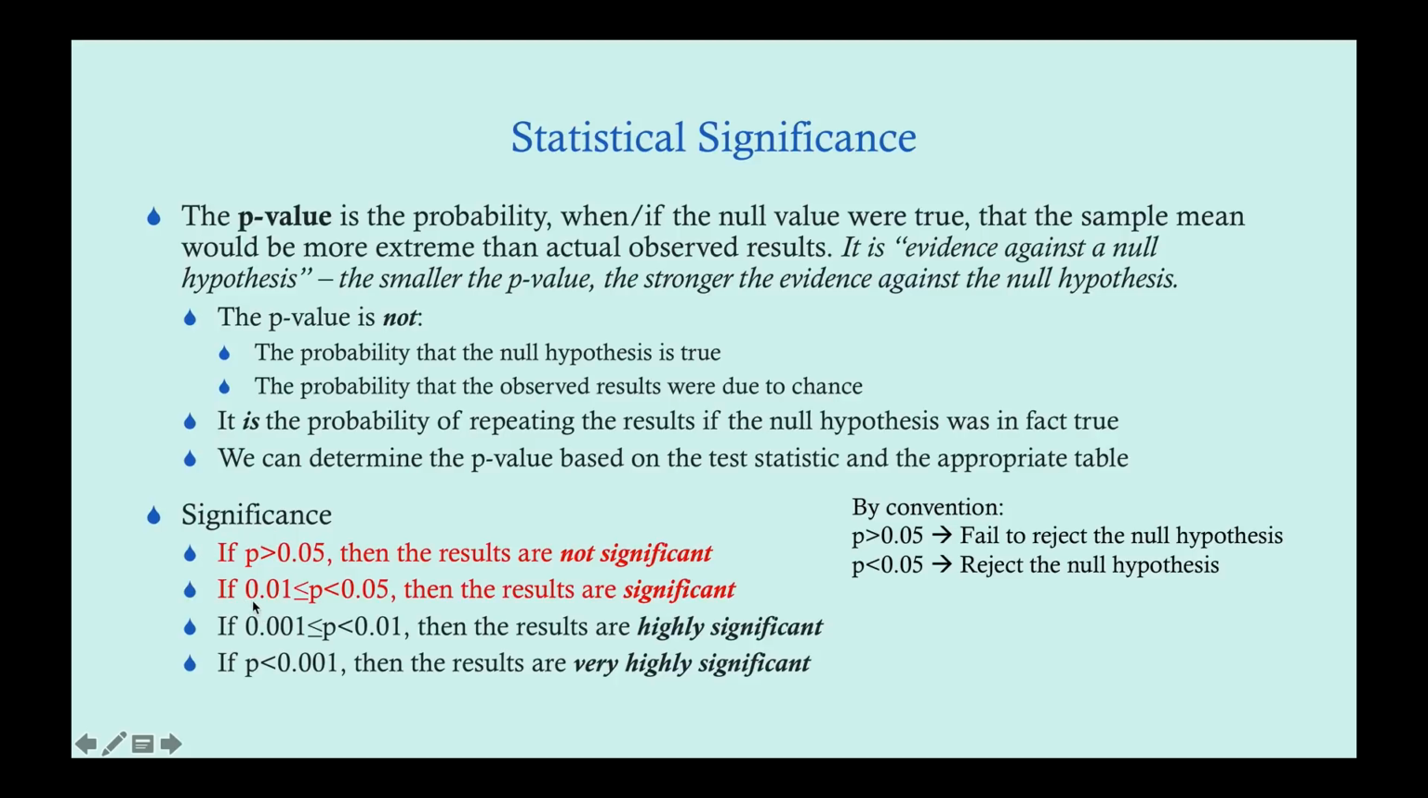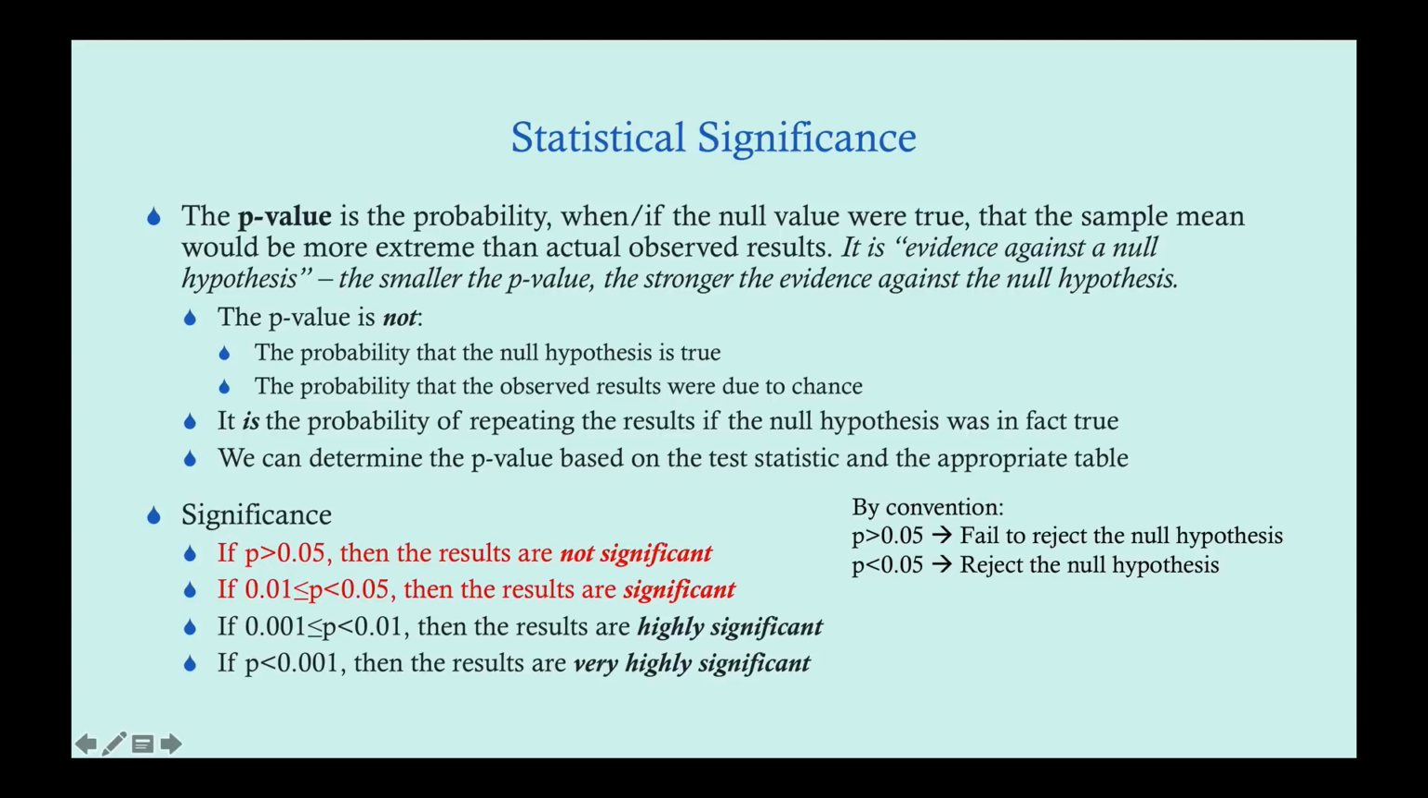So what are some numbers you should remember? I would just remember 0.05. So by convention, if p is greater than 0.05, then you fail to reject the null hypothesis. If p is less than 0.05, then you reject the null hypothesis. So you may see it referred to as when p is less than 0.05, then the results are significant. If it's greater than 0.05, the results are not significant. And you can also see this, that you can have highly significant, very highly significant. I wouldn't worry about that for the test. So p is less than 0.05, significant. P is greater than 0.05, not significant.